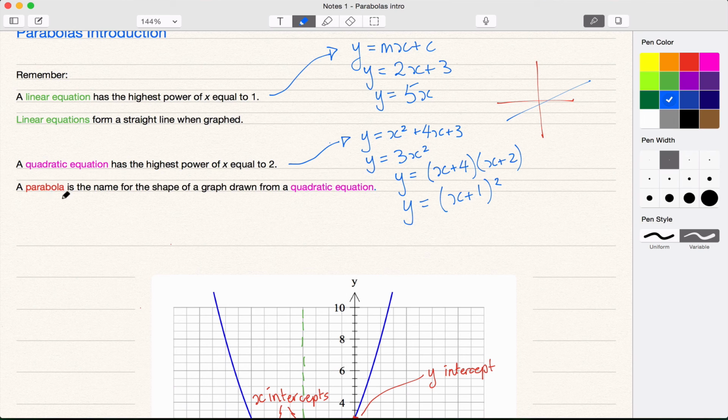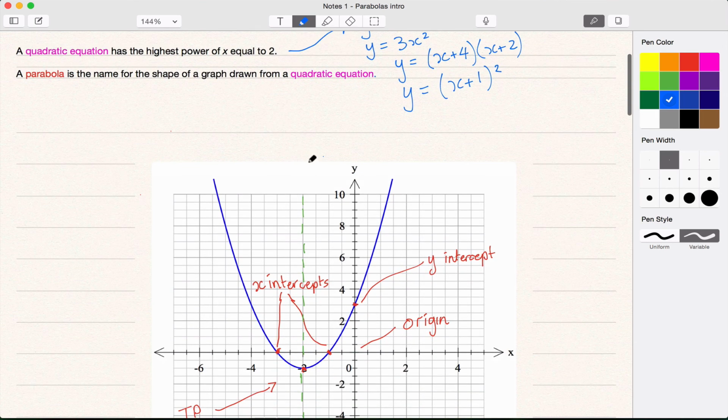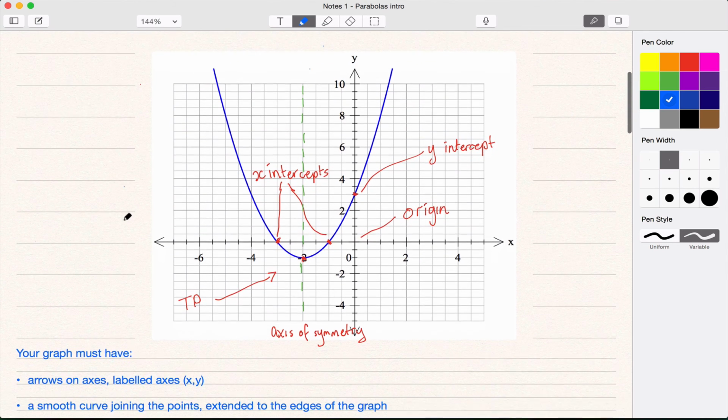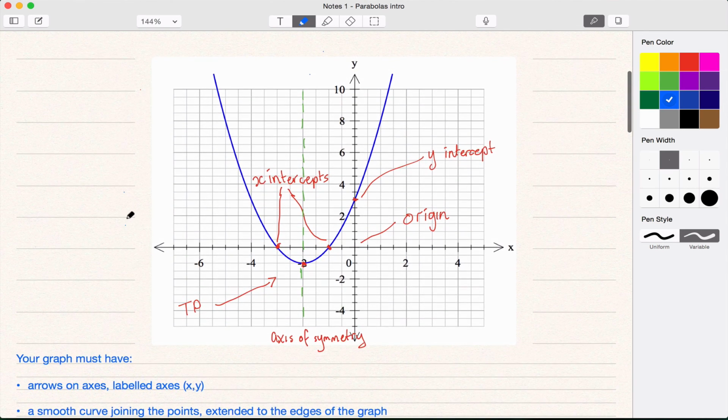A parabola is the name for the shape of the graph that we draw from a quadratic equation. This is what a parabola looks like. And I'd like to point out a few different features. This is just one example of a parabola, but I'll use this one to show you the different features.